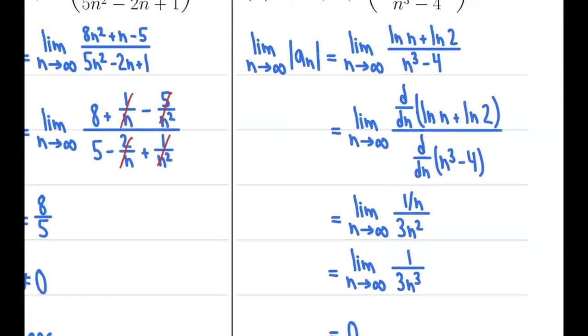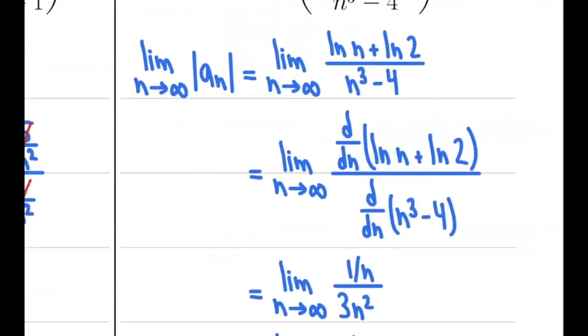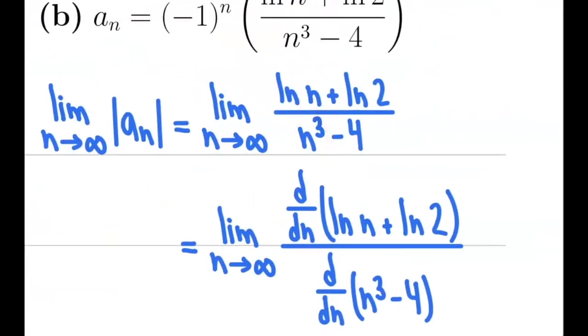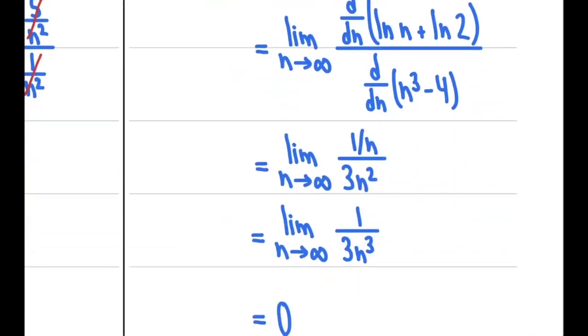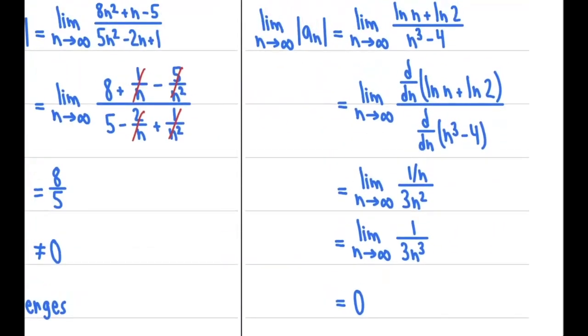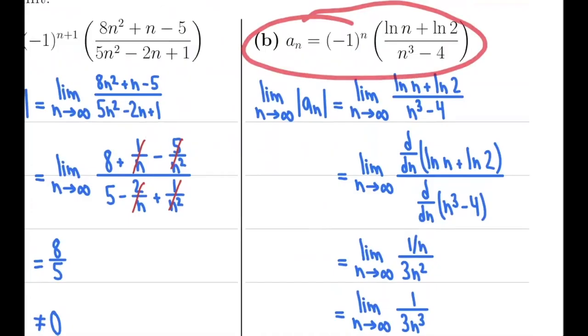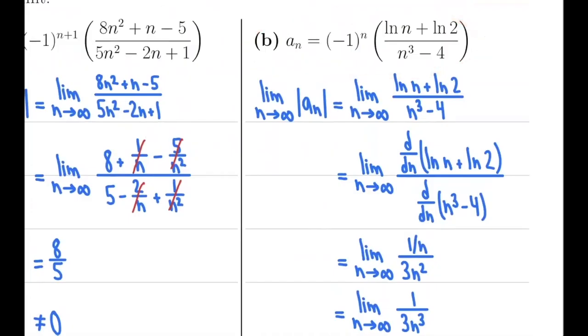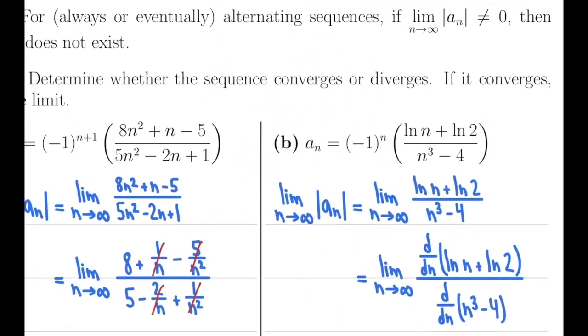So you could have just known it's 0 from the start, because cubic functions grow faster than logarithmic functions. And you could have just said, oh, it's going to go to 0 because the denominator grows much faster than the numerator. But this is how you'd show it. So what does this mean? Does a sub n converge or diverge if the limit of the absolute value as n approaches infinity is 0?